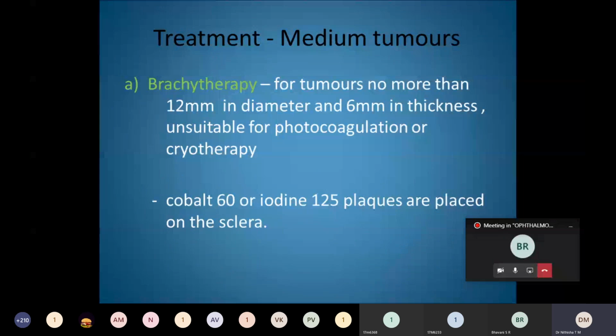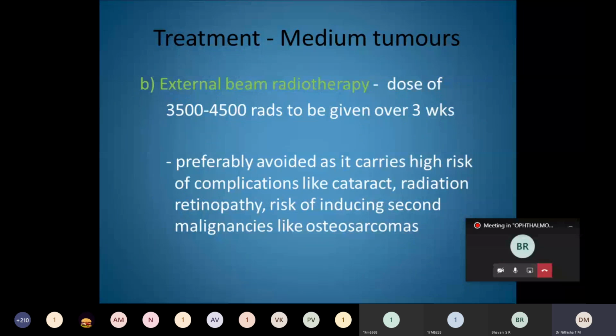For medium tumors, it is brachytherapy. For tumors no more than 12 millimeter in diameter and 6 millimeter in thickness, unsuitable for photocoagulation or cryotherapy, cobalt 60 or iodine 125 plaques are used and they are placed on the sclera for brachytherapy. For medium tumors, the second option is external beam radiotherapy, a dose of 3,500 to 4,500 rads given over 6 weeks. It is preferably avoided as it carries a high risk of complications like cataract, radiation retinopathy, and risk of inducing secondary malignancies like osteosarcoma.